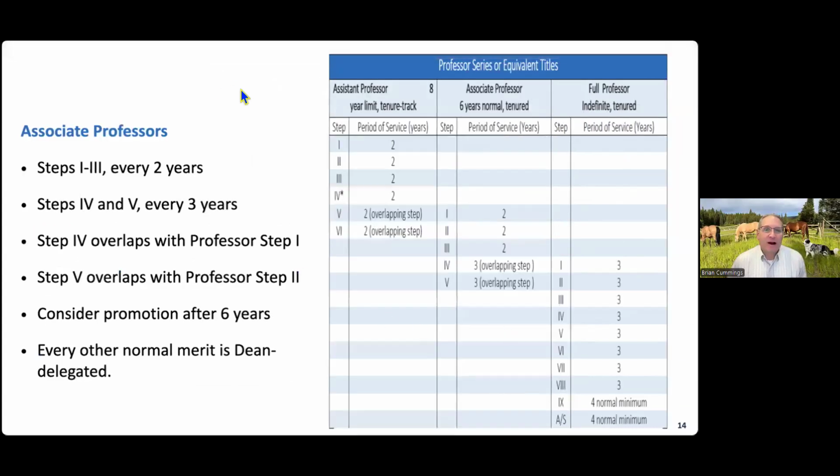All right, and so at the associate professor level, 6 years is normal. So let's say you were a step 5 assistant and you were promoted, you'd be moving from a step 5 to a step 2 in the associate professor series, and then 6 more years before you go up for a full professor step. These step reviews and the overlaps are all documented in this chart. Promotions, again, are always going to be CAP reviewed. And every other normal merit is deemed delegated.